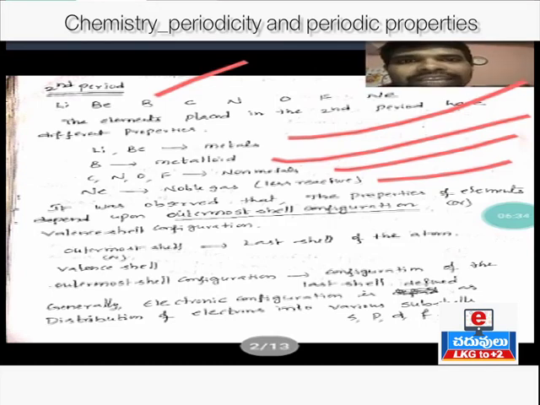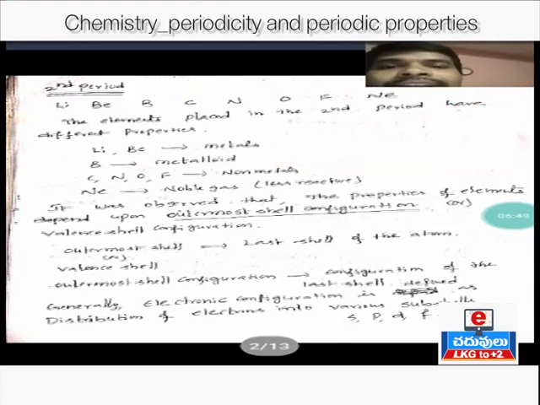But whereas in a group, the elements placed in a group will have the same physical and chemical properties. This is most important, and it should be noted that group elements have the same properties, period elements have different properties. Clear?